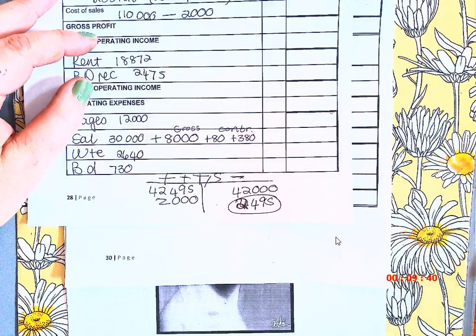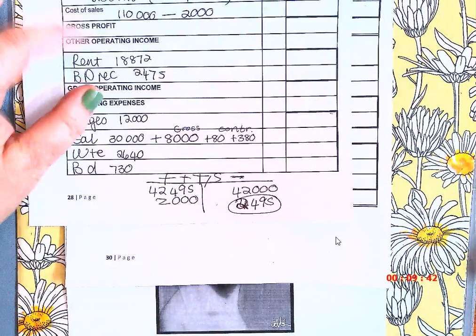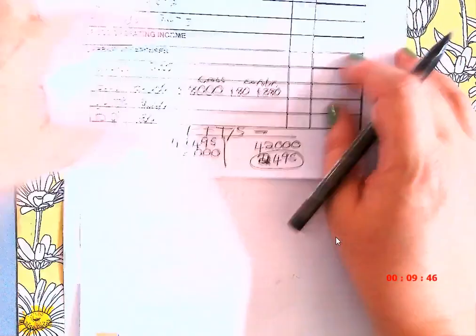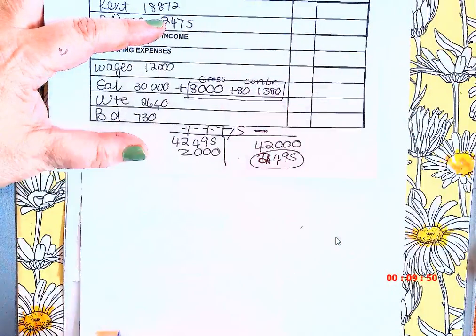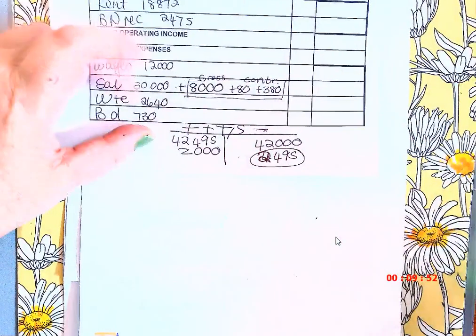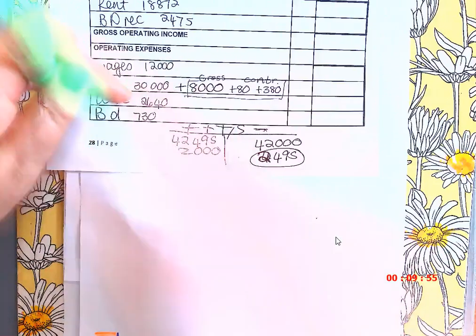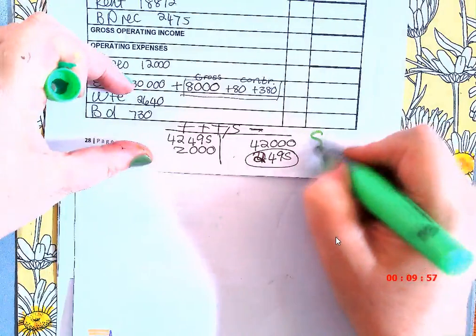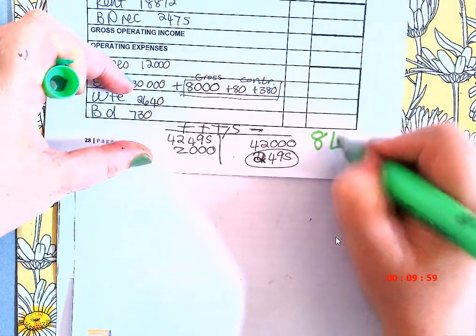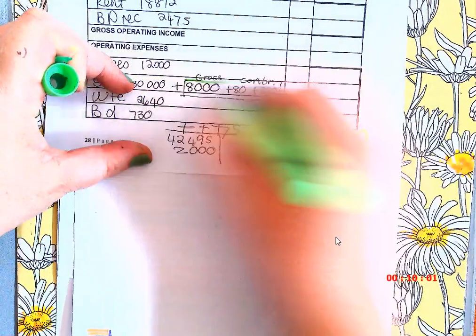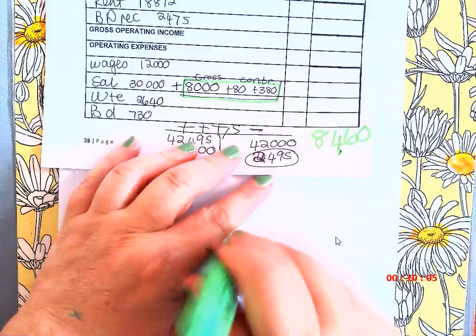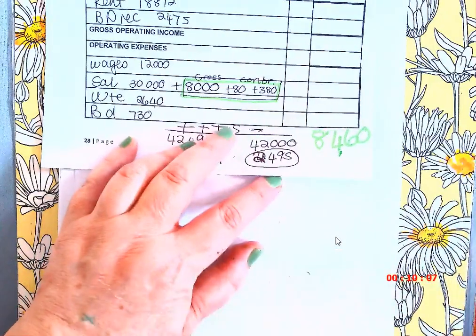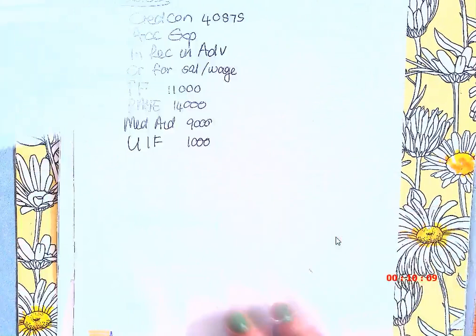If I go to my payables now, what's going to change here? Now let's quickly see. What is the total here? If I add that, what do I get? 8,460, right? So that 8,460 needs to be added to my payables. But I'm going to do it like this.